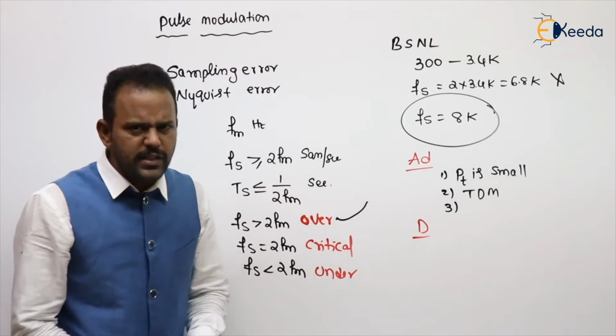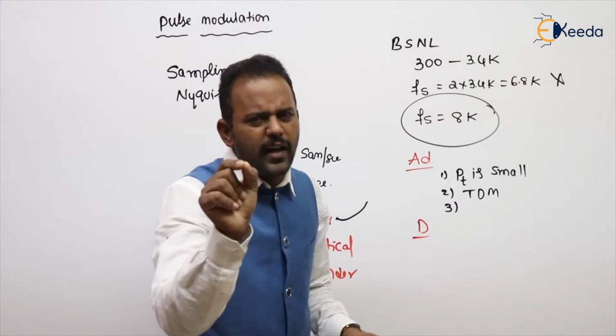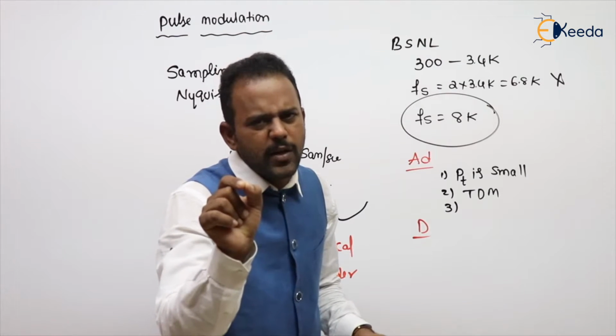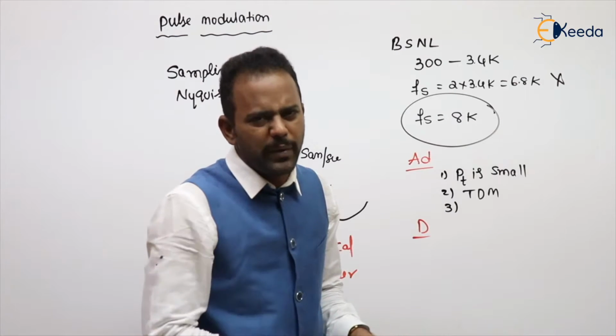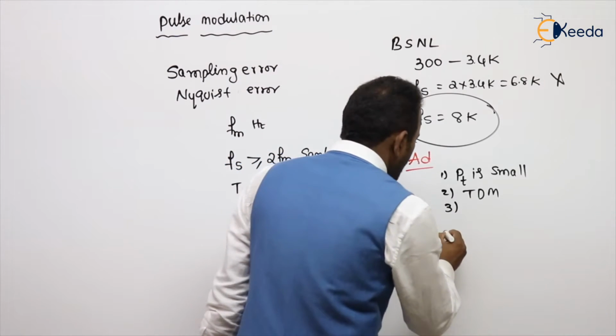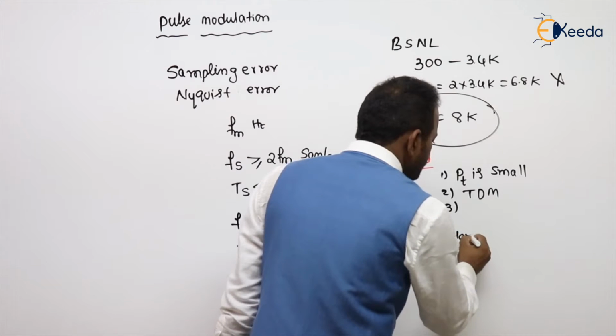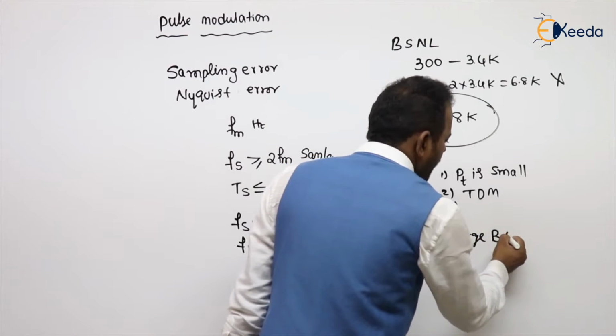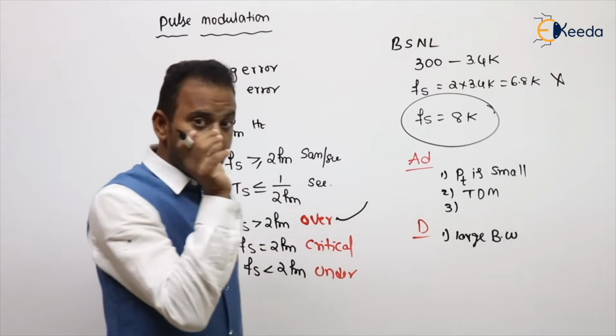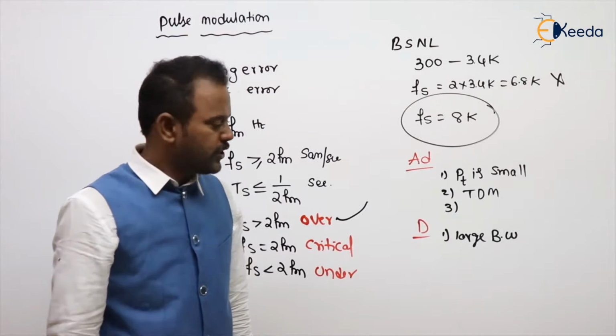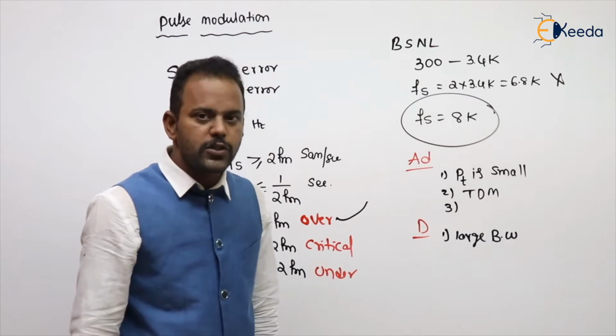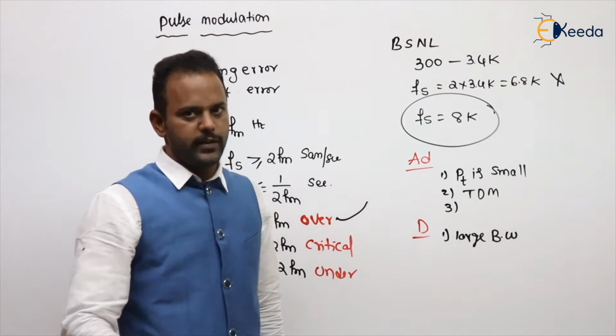Coming to the drawbacks, duration is small, time is small. Then obviously what's the opposite one? Frequency is more. The meaning is they need a large bandwidth. All 3 points you will get in the notes, don't bother about that. So you will get the drawbacks. First drawback is large bandwidth.